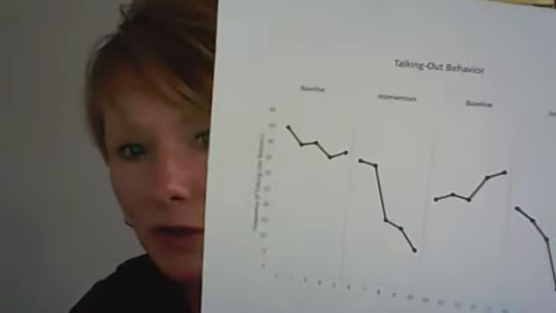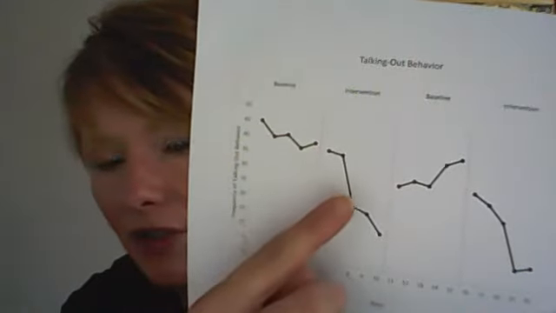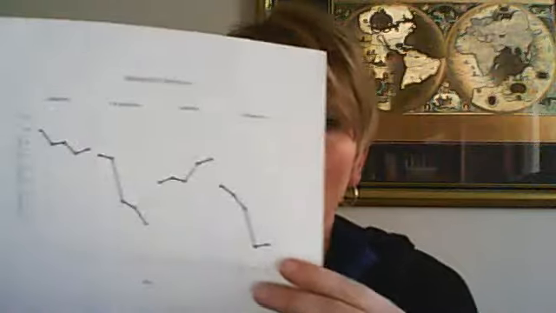And then, I have a chart to show the results. There they are. So you can see this is baseline, and then the first intervention, and then return to baseline, and then the second intervention. The intervention was not effective immediately, but we quickly saw a downward trend in terms of the talking out behavior.